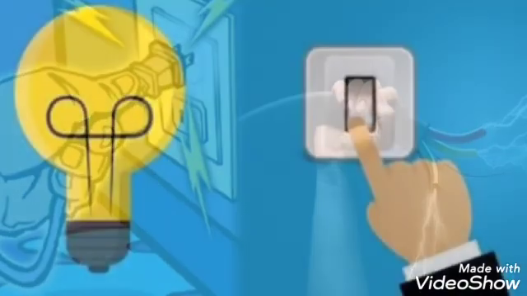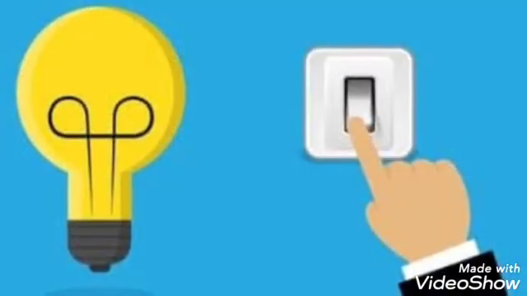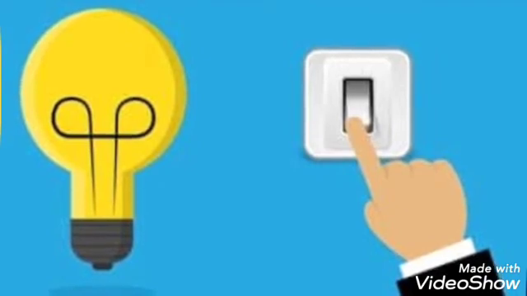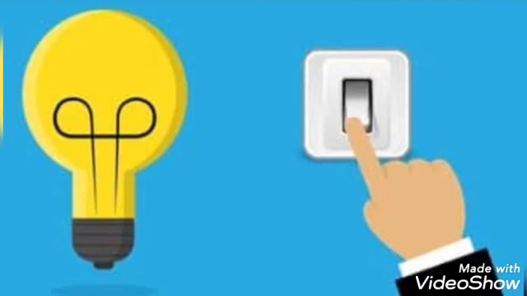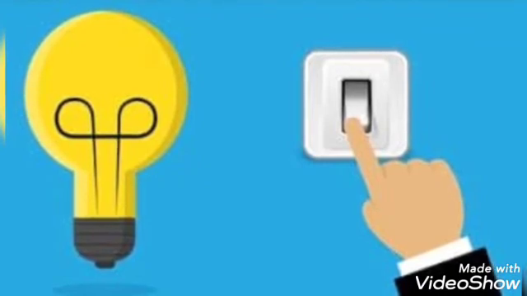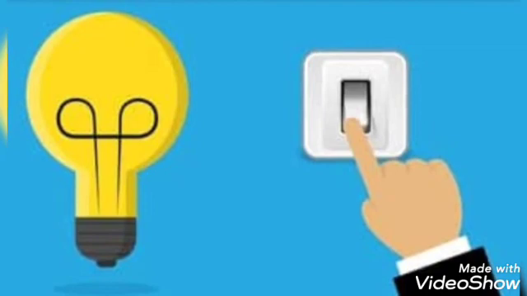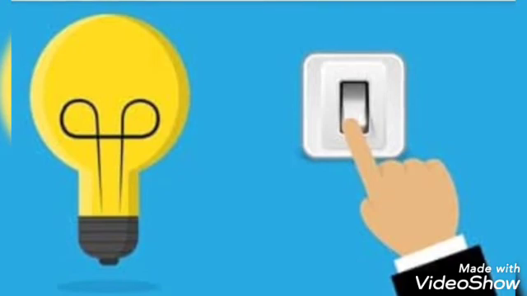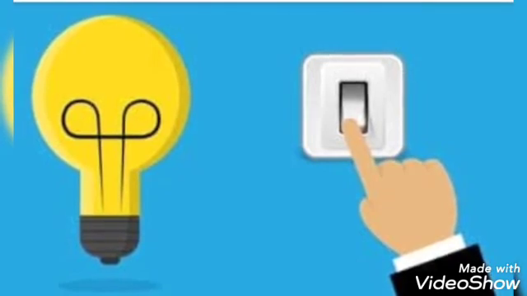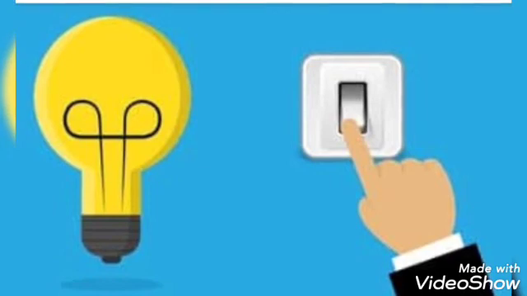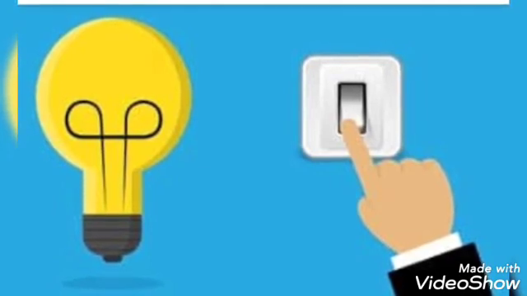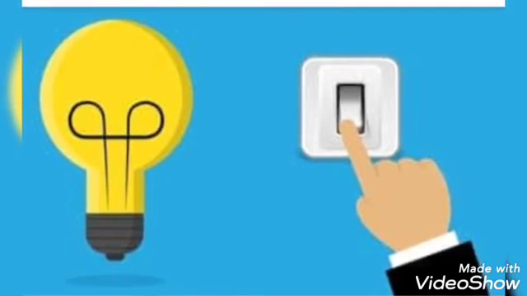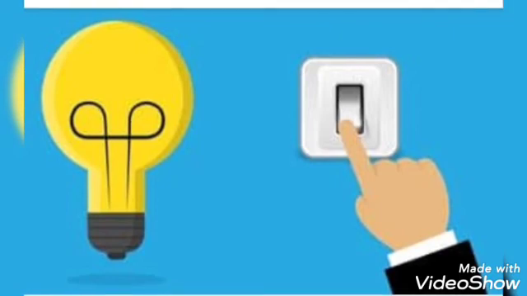Next, do not touch switches and plugs with wet hands. Children, while switching on or off your fan or tube lights, always remember that your hands are dry. If they are wet, then you can get an electric shock. Okay? You may get hurt. So, never ever touch the switches or plugs with wet hands.